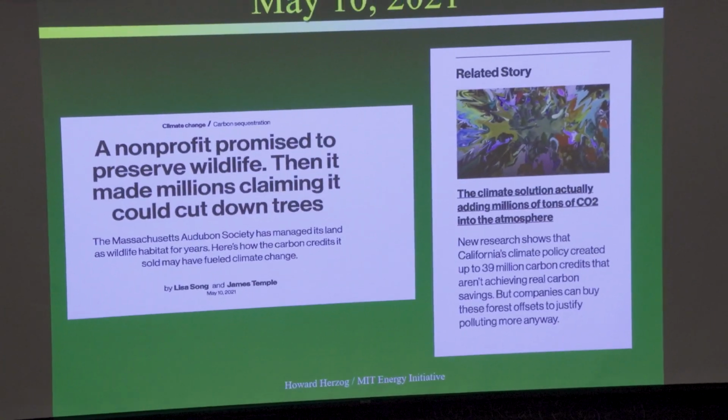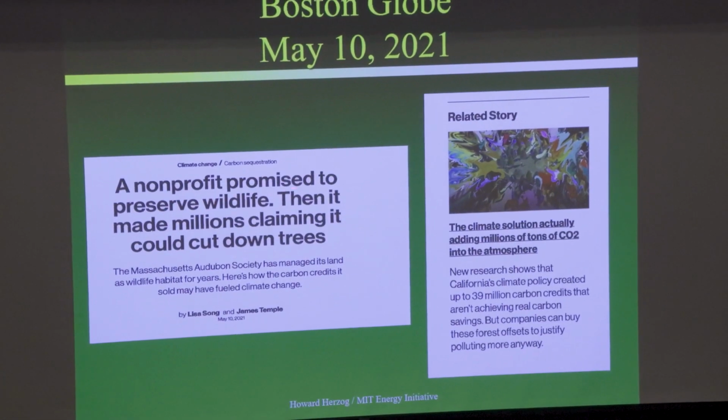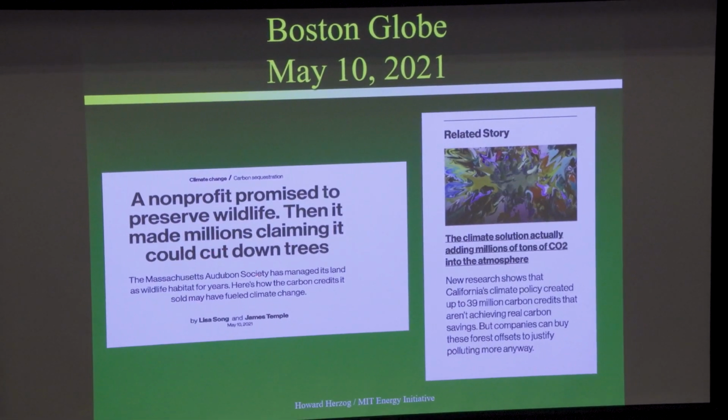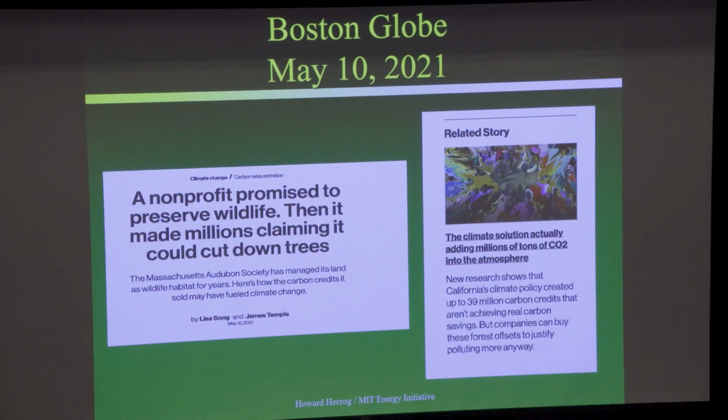This is an example. A nonprofit promised to preserve wildlife, and then it made millions claiming it wouldn't cut down trees. This is the Massachusetts Audubon Society. They have their land. There's no way they were going to cut down trees on their land. Yet, through the California compliance market, they sold credits into that market and got paid, I think $600,000, not to cut down trees they weren't going to cut down anyway.